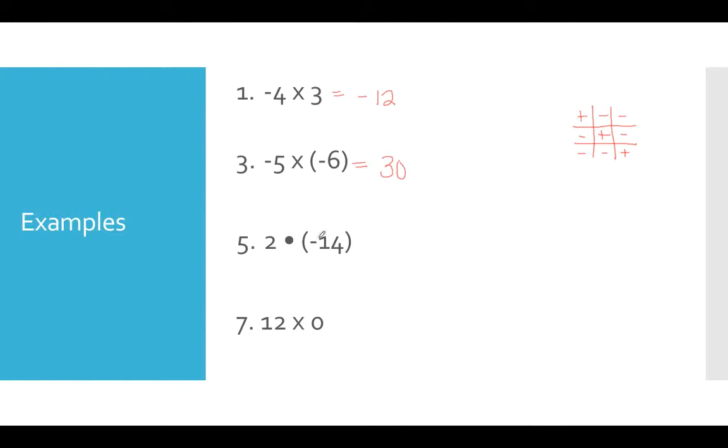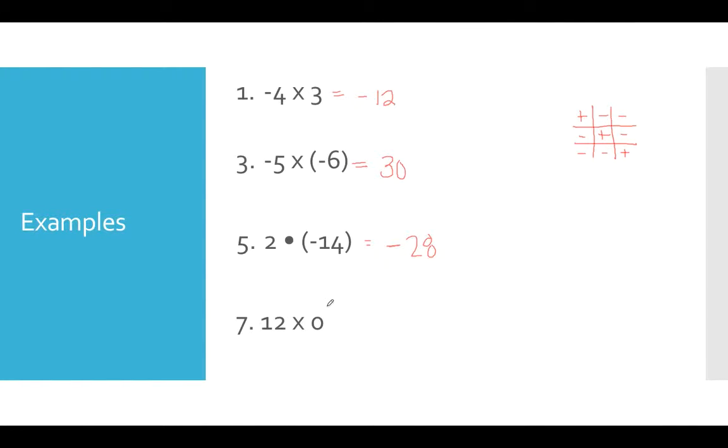So let's look at number 5. This says 2 times negative 14, which means 2 groups of negative 14. So thinking back to that Desmos activity, you would be making a group of 14 to the left and then another group of 14 to the left. Or we can look at our tic-tac-toe board. I have a positive times a negative, which is going to give me a negative. Either way I look at this, I'm going to have a negative answer. And then 2 times 14 is just 28.